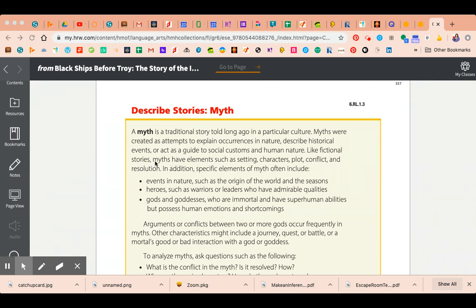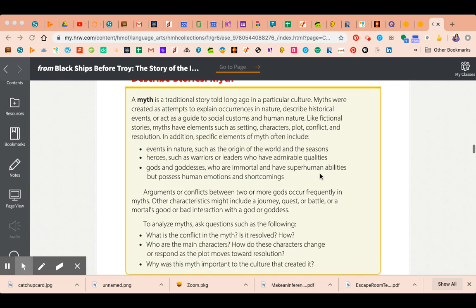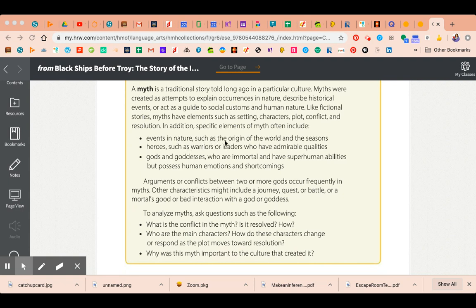Like fictional stories, myths have elements such as setting, characters, plot, conflict, and resolution. In addition, specific elements of myths often include events in nature, such as the origin of the world and the seasons, like I said, heroes, such as warriors or leaders who have admirable qualities. And this particular Medusa's Head, you're going to read about a certain hero. Gods and goddesses who are immortal and have superhuman abilities, but possess human emotions and shortcomings.